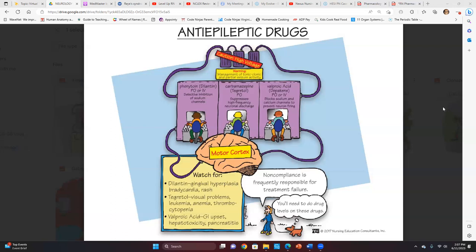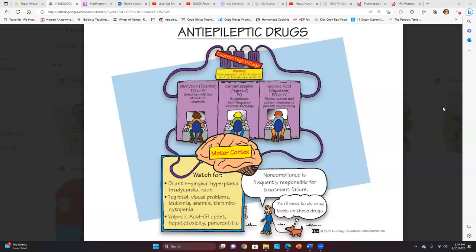Valproic acid is a hepatotoxic agent, meaning it could damage the liver, and we have to watch out for abdominal cramping. It may cause suicidal thoughts. Gabapentin may cause memory problems. Do not administer with antacids. It will help with the symptoms of restless leg syndrome.